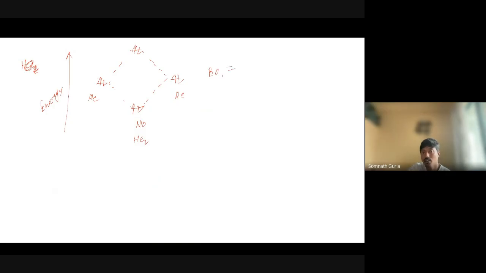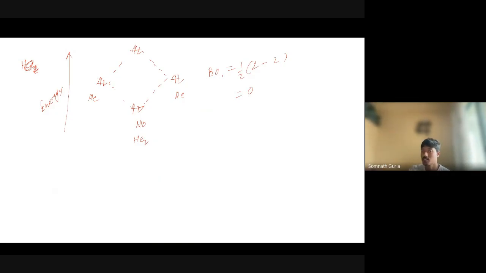Bond order will be half of, what is that, half of 2 minus 2. That will give you 0. So here the bond order is 0.